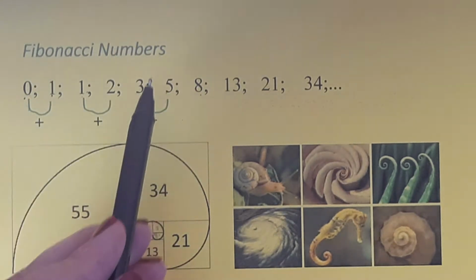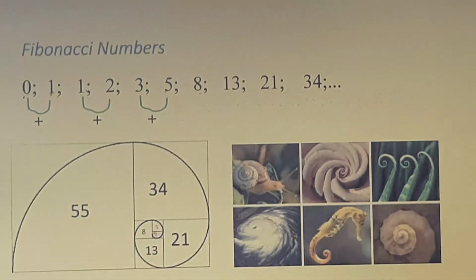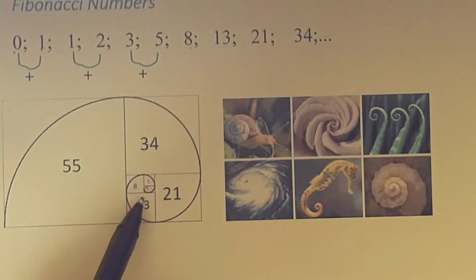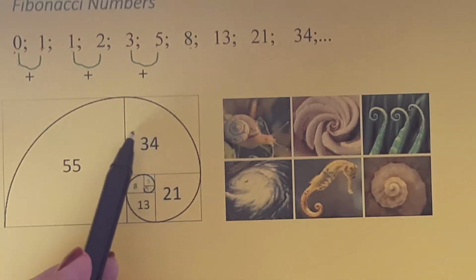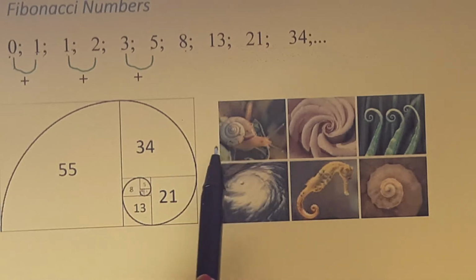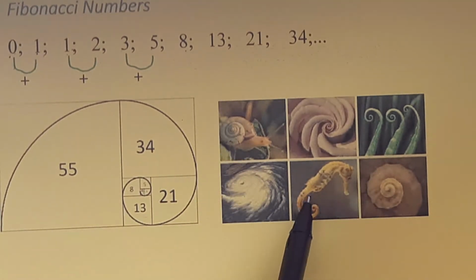And Fibonacci recognized that if you add those terms, it will make a pattern that looks like a shell. So there's 0, 1, 1, 2, 3, 5, 8, 13, 21, 34, 55. We find it in the snail shell. Beautiful patterns in nature.